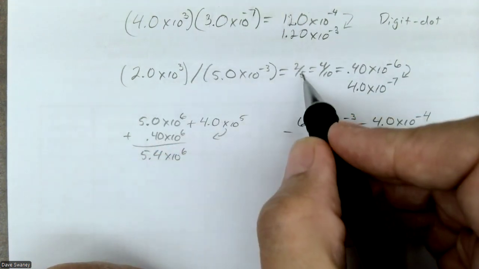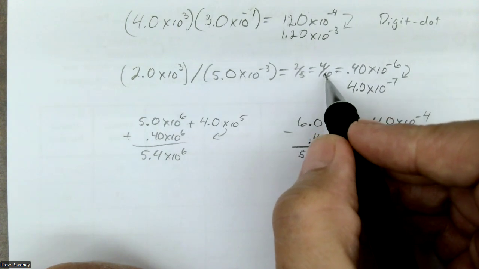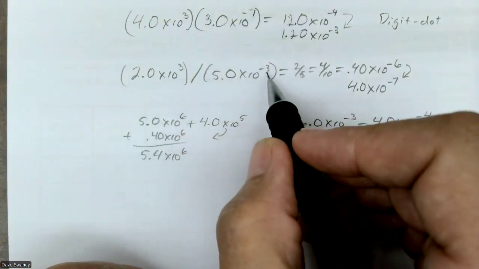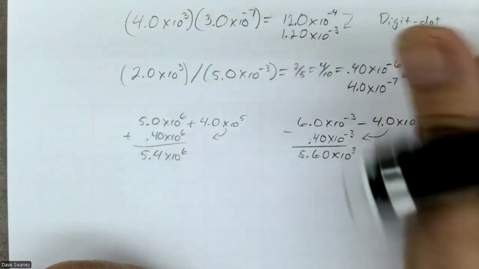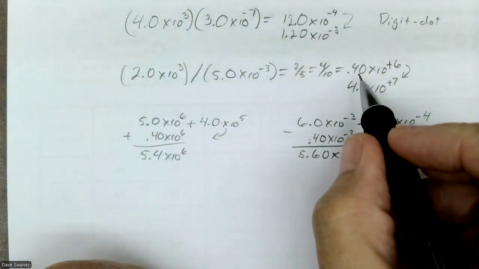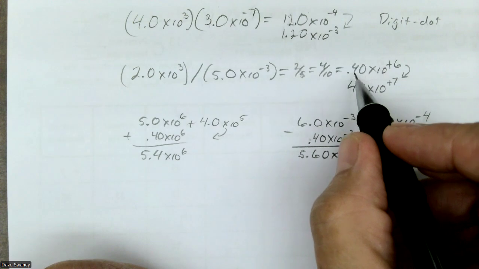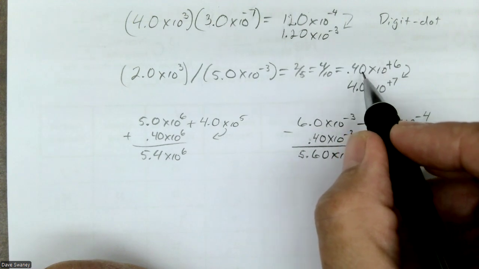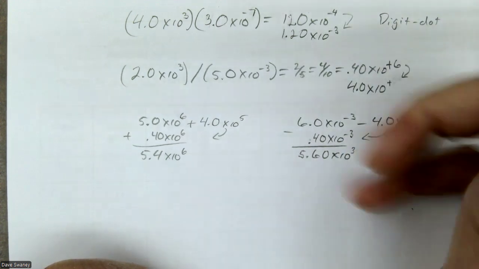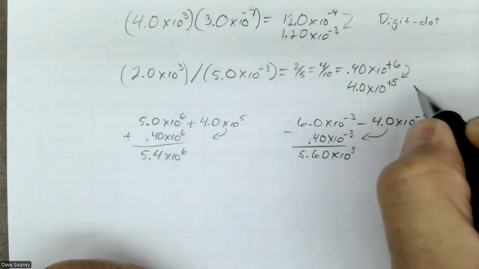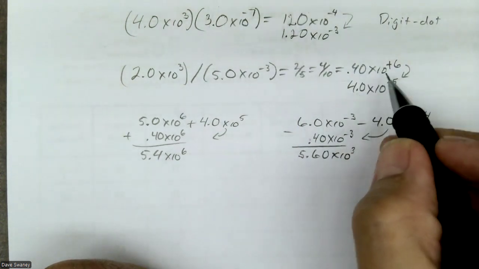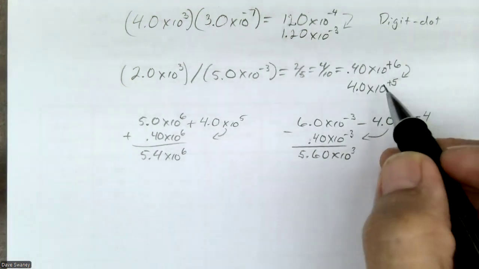So 2 over 5 is 4 over 10, which is 0.4. And 3 minus a minus 3 is actually, whoops, positive 6, isn't it? But this is not digit dot. We want to go to 4.0. This got bigger. Oops, so this must get smaller. There we go. This got bigger by 1 decimal point, so this must get smaller by 1 decimal point.